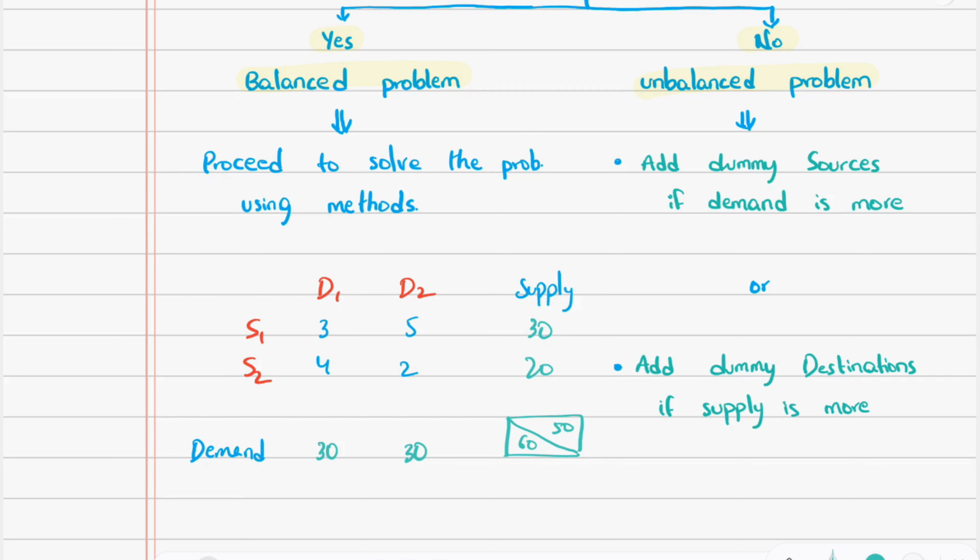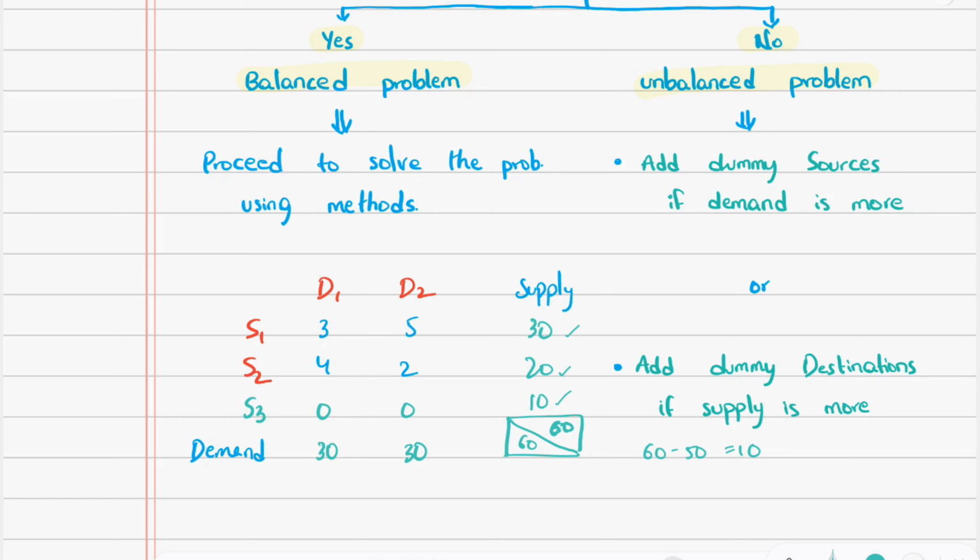Now because the demand is more, we need to add a dummy source. We will add a dummy source S3, and we will write the costs as 0 and 0 because S3 is not real, it's a dummy. And we will write here the difference between the total supply and demand. So 60 minus 50, which is 10. If I write 10 units here, am I balancing the equation? Yes, 30 plus 20 plus 10 is 60 units. So the total supply is equal to total demand now. It has become balanced. Now I can use any of the methods to actually solve the transportation problem.